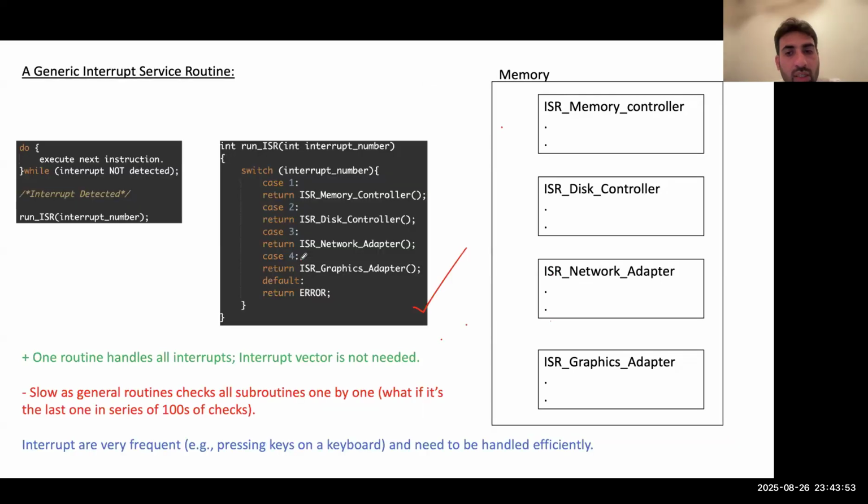Let's stop here, because otherwise I will not be able to complete the next slide. We have 2 minutes left. We will talk about how we can address this problem of generic interrupt service routine handling in the next lecture, and we will continue from there.